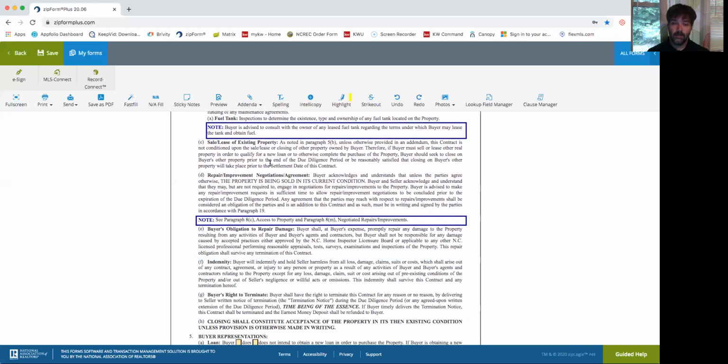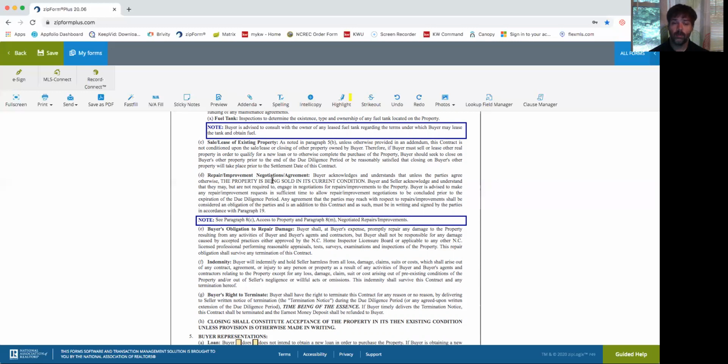If there's any existing property as noted in paragraph 5B, we want to make sure that this contract is not conditional upon that closing, making sure that there's no leases, or maybe a lease on a cell phone tower, a lease on a gas tank, anything like that that would be a hindrance as we move forward.